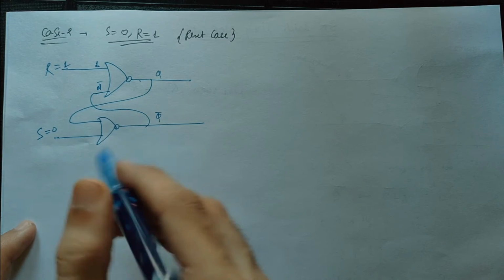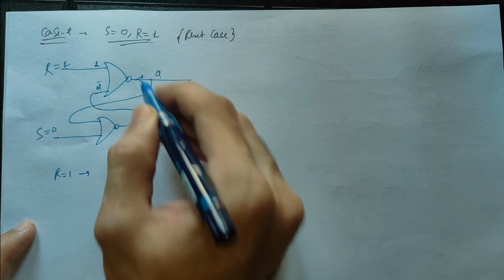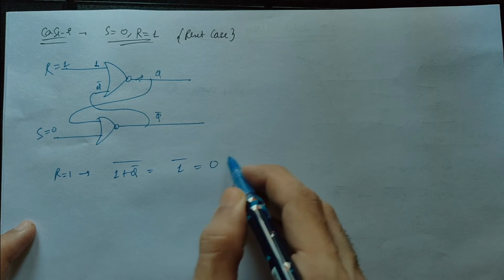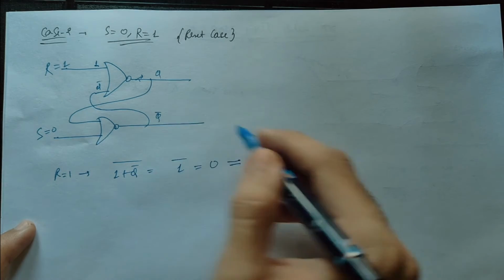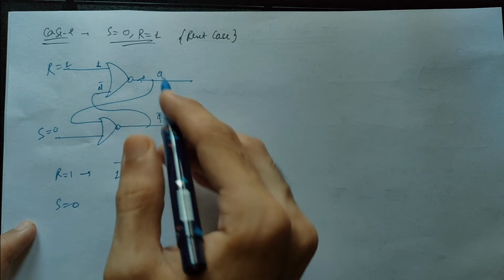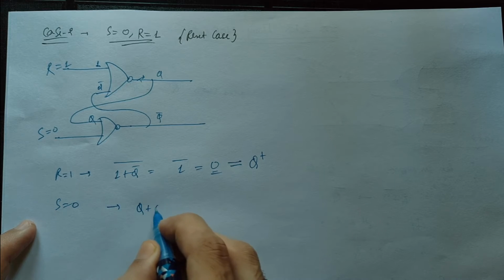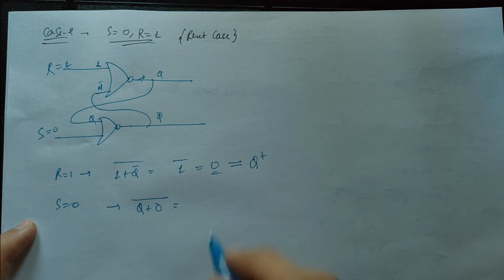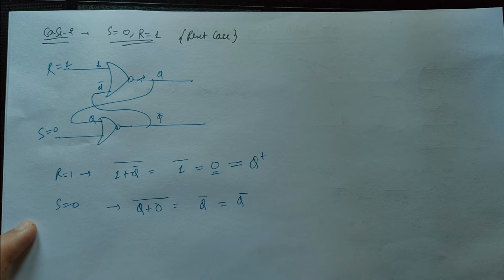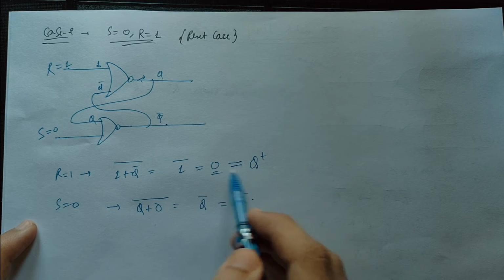Here we are having Q bar. So R equals 1 implies this output would be (1 + Q bar) bar, which equals 1 bar, which equals 0. So the next state of Q, which is Q plus, is 0. S equals 0, and here we are having Q. So the output here would be (Q plus 0) bar, and Q plus 0 is nothing but Q, so its bar is Q bar. So this would be Q bar, which is Q bar plus Q plus is 0.